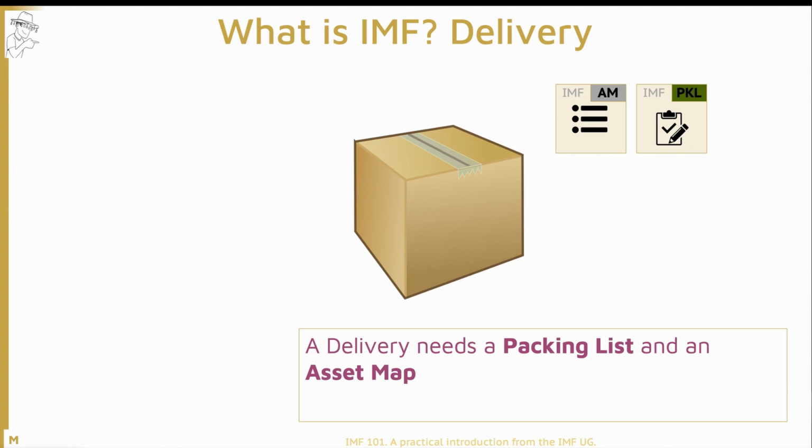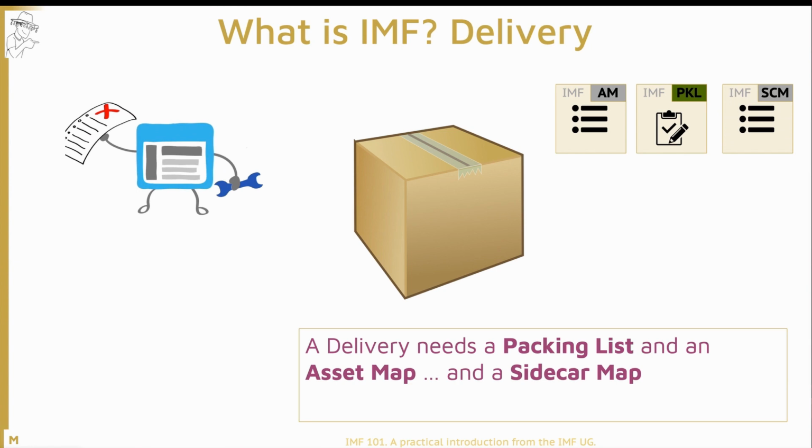And there's other stuff. You might want to put in some poster art or a script or a QC report. And so we've got this extra thing called a sidecar map, which allows you to put this extra stuff into your package. So once you've got all that in your package, you can then deliver it to someone. So now we've got these components. We've delivered them to you, and they represent a version of our title.